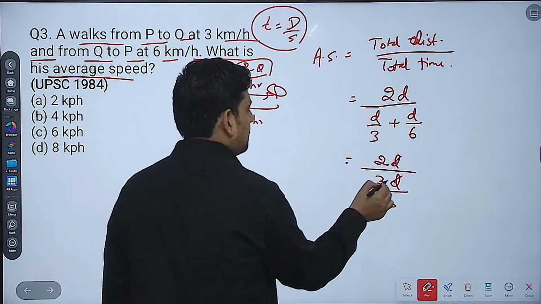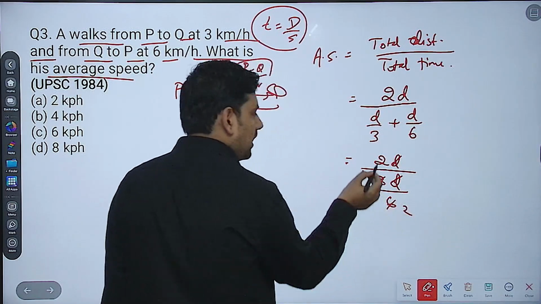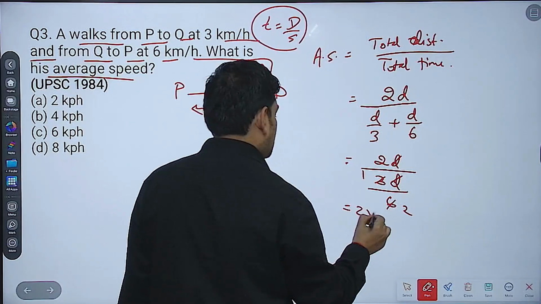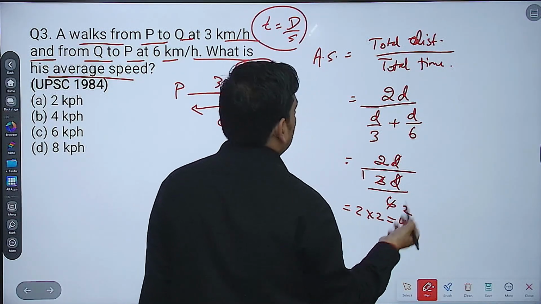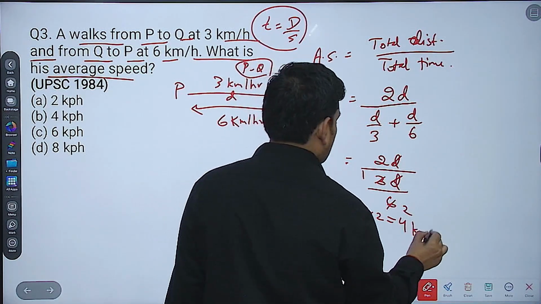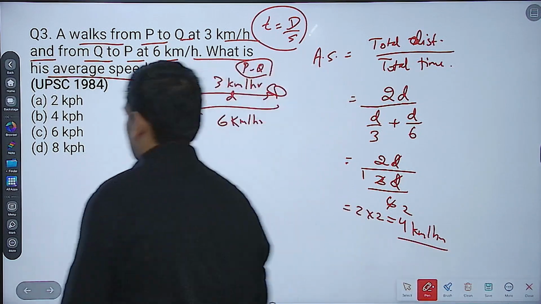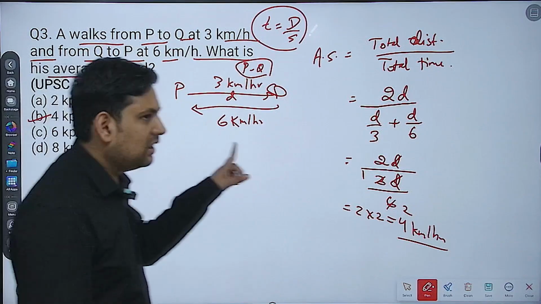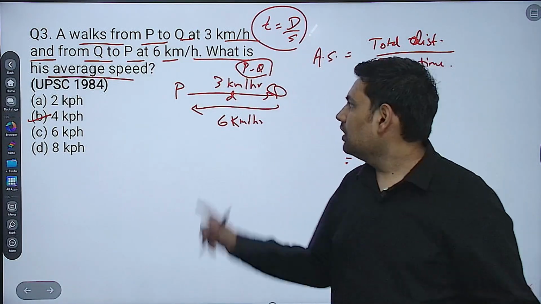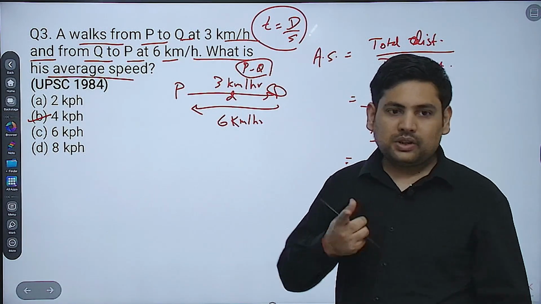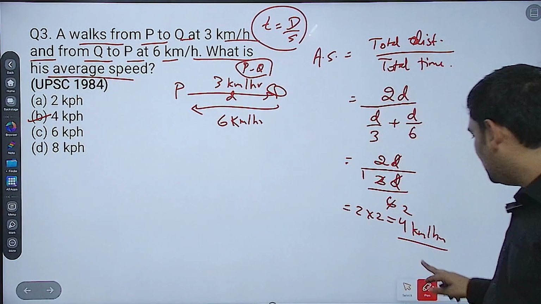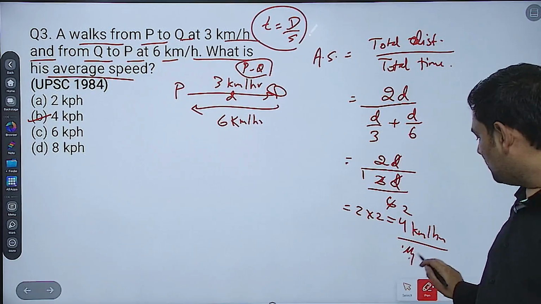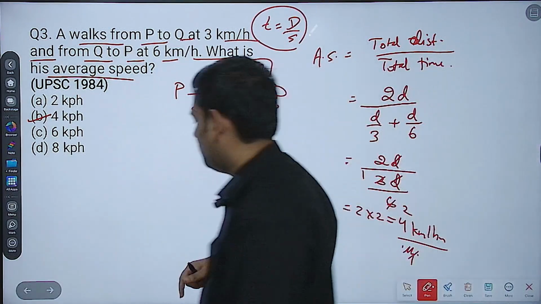Now 1 by 2. Now 2 divided by 1 by 2, so this will get multiplied above. That is 2 into 2 gives you 4. So what you got? 4 kilometers per hour is the speed. Understood? Just a bit lesser than what you usually feel. So for 3 and 6 you might feel 4.5 should have been the answer, just a little less than it. Why? Because it was traveling more at 3 km per hour. So just less than this, 4 km per hour.